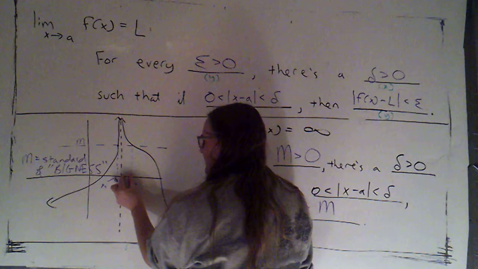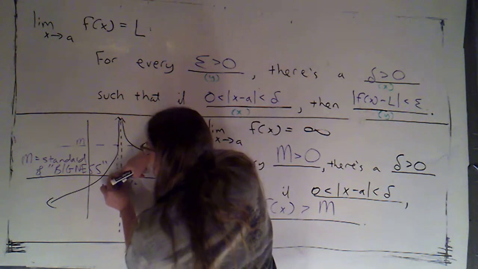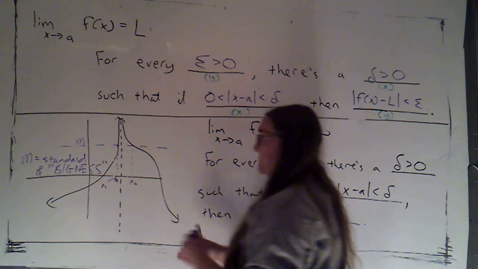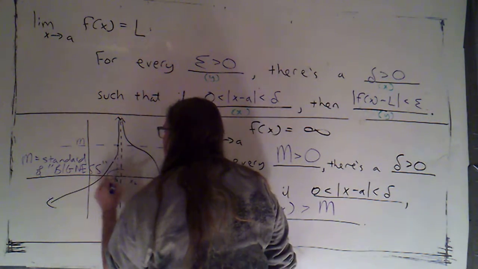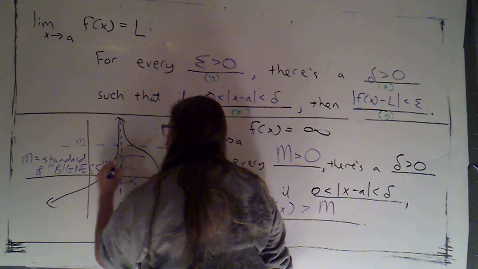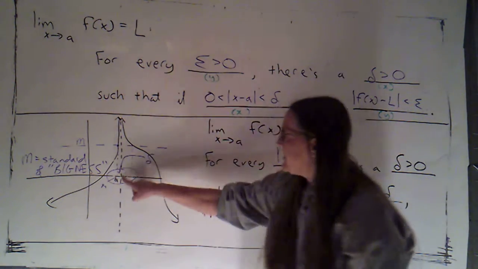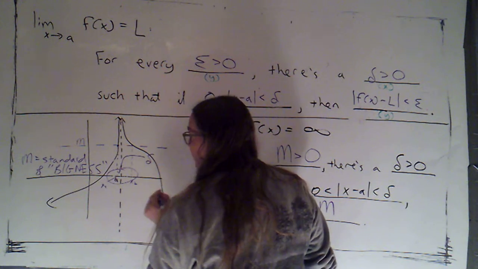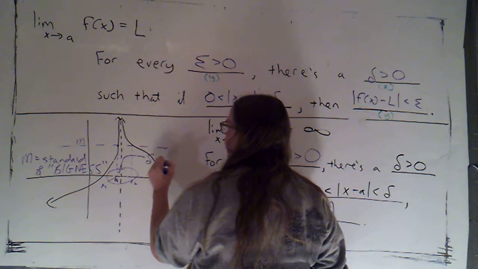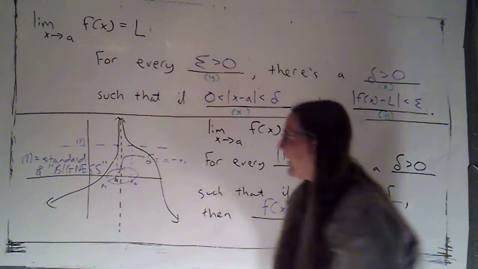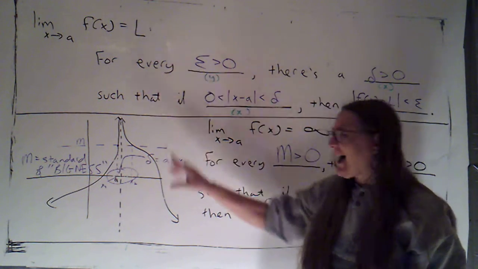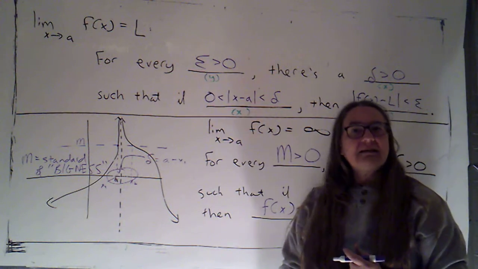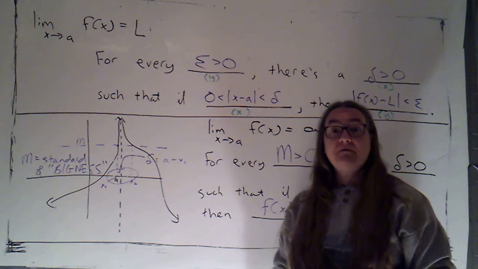I can't do that with the bigger distance, because if I go the bigger distance to the left, I'm hitting a point where some of my y values are below M. So my delta would basically just be that horizontal distance between x1 and a. So in this case, it would be a minus x1. Obviously, if I had a formula, I could actually calculate what x1 was and calculate that distance. And that's what we'll do in the next video.